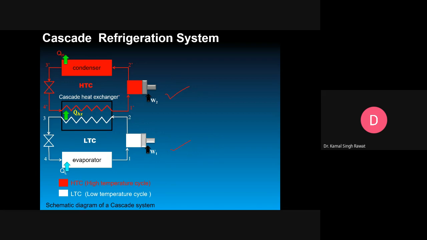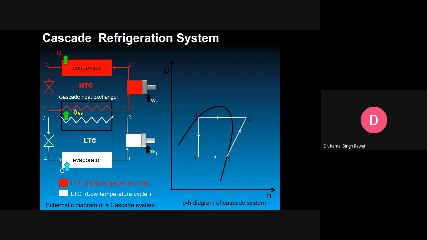And these two systems are coupled with the help of this cascade heat exchanger. This cascade heat exchanger acts as a condenser for the lower temperature circuit and evaporator for the higher temperature circuit. Okay. So now let's see the pH diagram. Then this will be more clear to us.